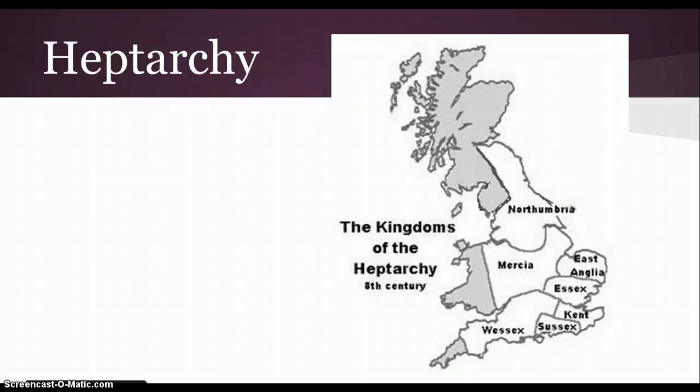Then the next big historical marker occurred when, in the 6th and 7th centuries, the Anglo-Saxons carved out 7 competing kingdoms known as the Heptarchy. This lasted until the arrival of the Vikings. That was the historical background, and now I'm going to talk about the language background.